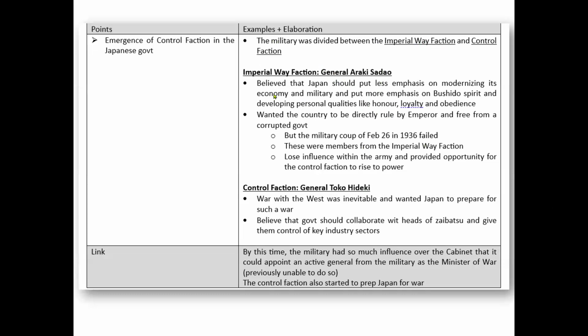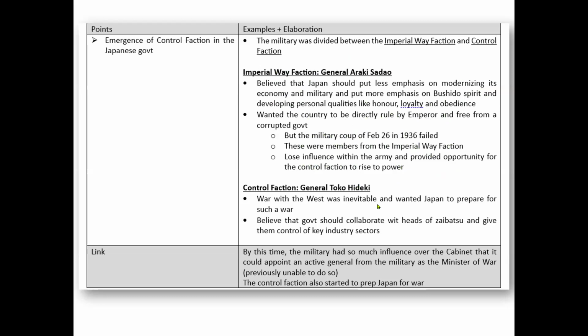Now, the Imperial Way faction believed that Japan should put less emphasis on modernizing, and they wanted to go back to very traditional ways like honor, loyalty, obedience. They wanted to be directly ruled by the emperor, free from a corrupt government. But the military coup that happened previously, remember, but failed, was mostly led by the Imperial Way faction, and they lost influence within the army and provided opportunity for the Control faction to rise to power.